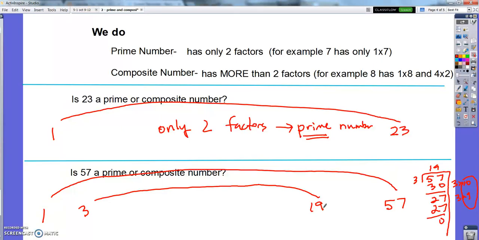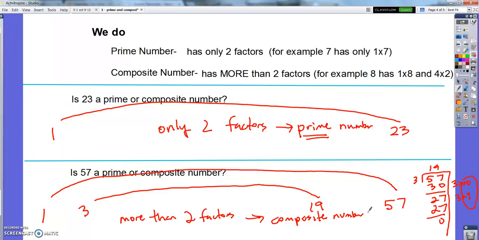So there may be more factors. I'm not saying this is all the factors. I don't know if I need to, like 6 could be. 7 could be. I don't know. But I don't need to check at this point because I can already tell there's more than 2 factors. So I already know that this is a composite number. I'm not necessarily saying I found all the factors, but I found more than 2.